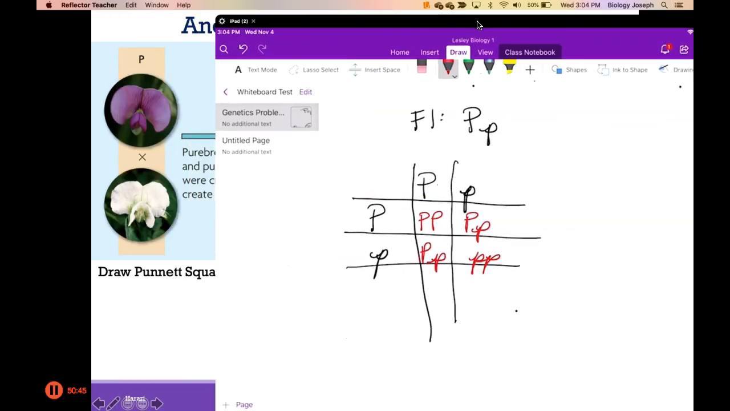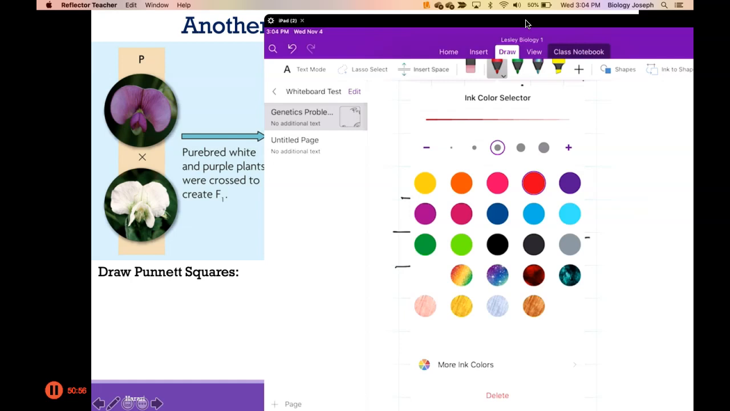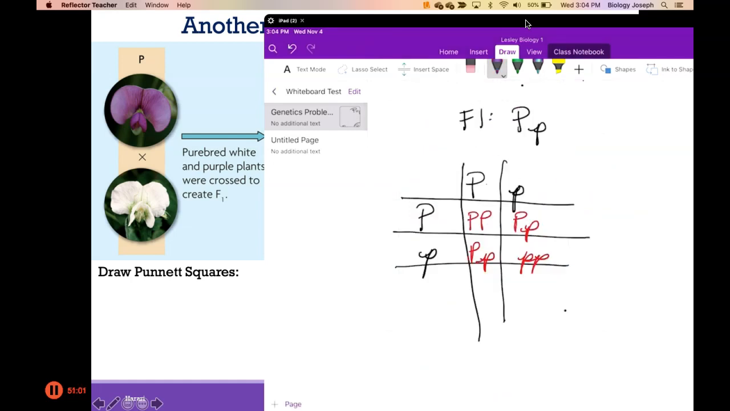So hopefully you were able to do that in your notes. And now let's look at what the genotypes and phenotypes are going to be for each of these. So big P, big P, what color will that be? Purple. Big P, little p, what will that color be? Also purple, right? What about big P, little p? Right, that's going to be purple.